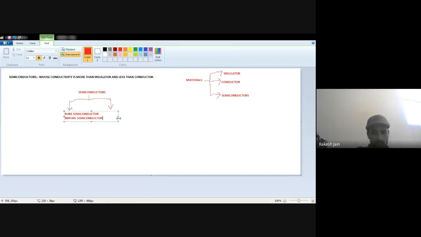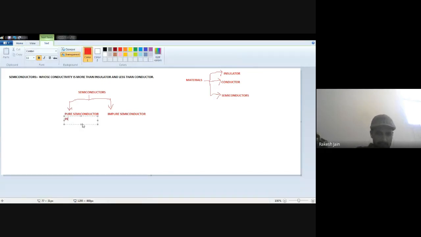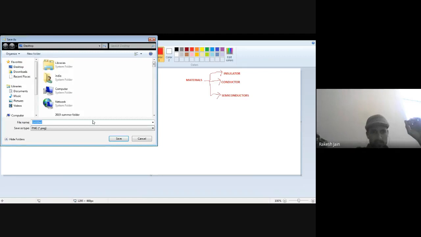But whenever we talk in technical language, we cannot use abbreviations like pure and impure. We use the word intrinsic semiconductor, and the impure semiconductors are known as extrinsic semiconductors. Pure semiconductors are intrinsic semiconductors and impure semiconductors are extrinsic semiconductors.